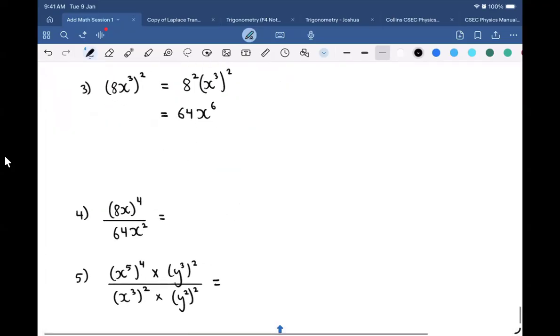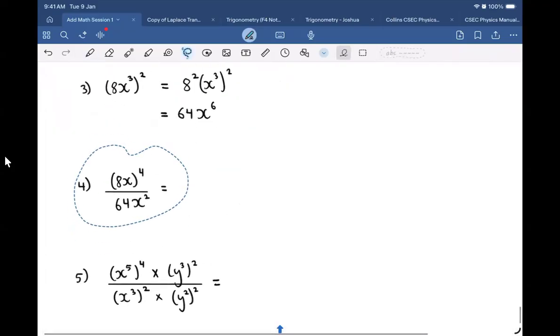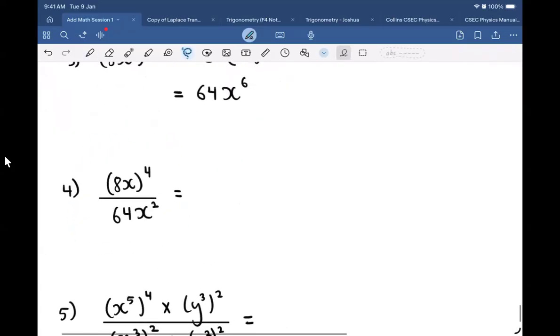Right. So, Shay, let's have more, question 4. How are we going to do question 4 there, Shay? You deal with the brackets in the numerator first. So that'll be 8 to what power? 8 to the power 4 and x to the power 4 over 6 before x to the power 2. I see an 8 to the power 4.